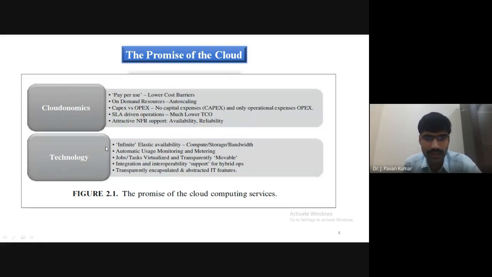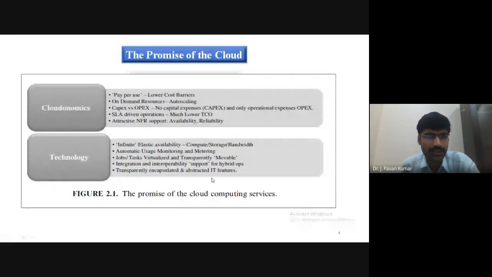Next, coming to technology, here, infinite elastic availability. That means computing power or storage or bandwidth, anything. We should give an illusion to the user that we have infinite storage, infinite bandwidth, infinite computing power. Such an illusion we will be providing through this technology. Automatic usage monitoring and metering: how much we have used has to be measured. The jobs virtualized and transparently movable. Integration and interoperability support for hybrid operations. Transparently encapsulated and abstracted IT features. These are some of the promises provided by cloud computing technology.